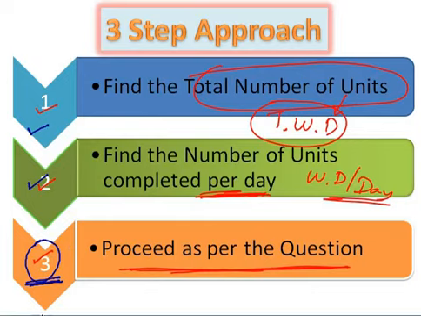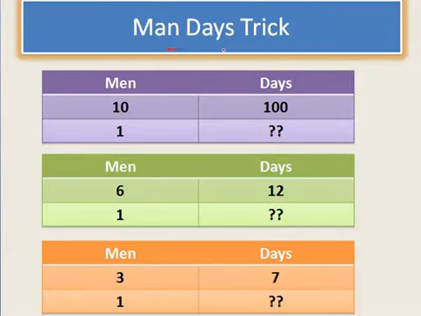Alright, let's move on. Let's start the ManBase trick, and it's a very simple common sense idea. Let's see a couple of examples about this. Let's assume that 10 men can complete a piece of work in 100 days. How much time will it take for one man to complete the same piece of work? Normally, here we have got a 10, here we have got a 100. So initially we'll assume that the answer is 10. But just think about it using your common sense.